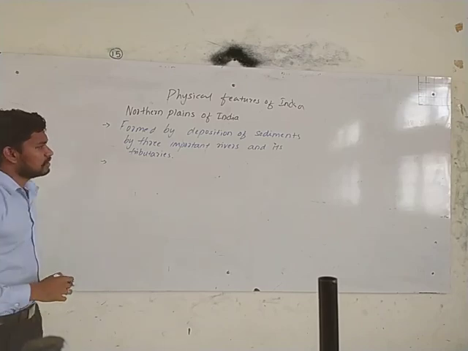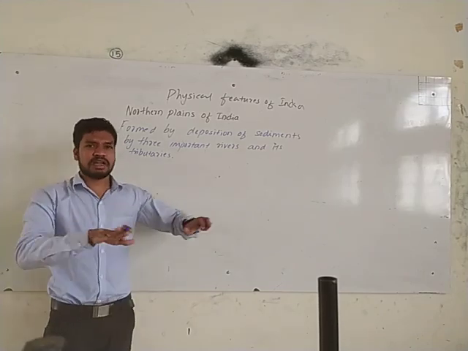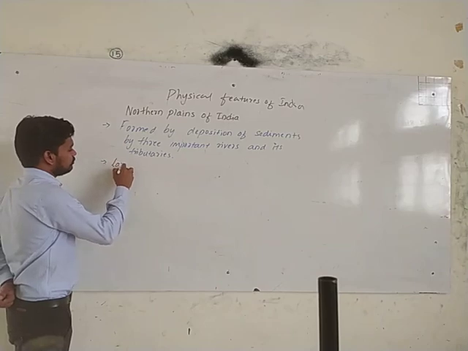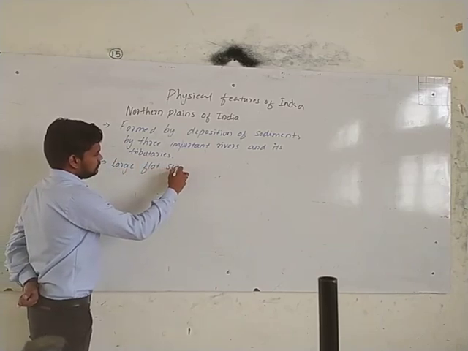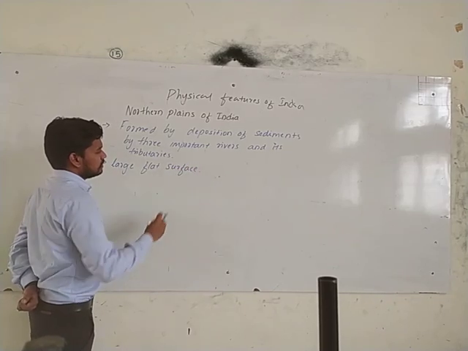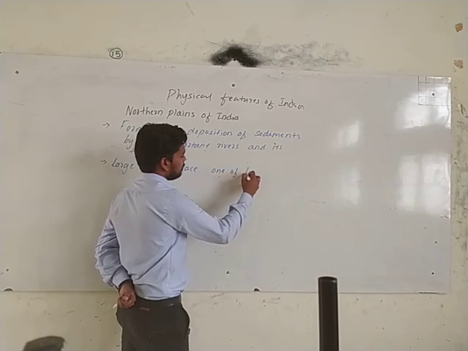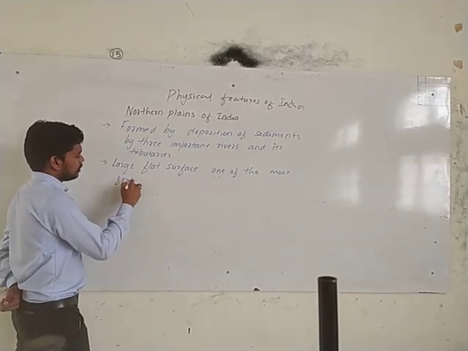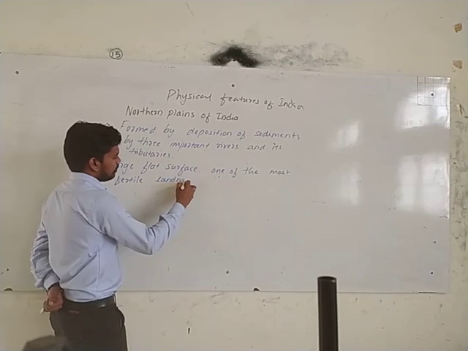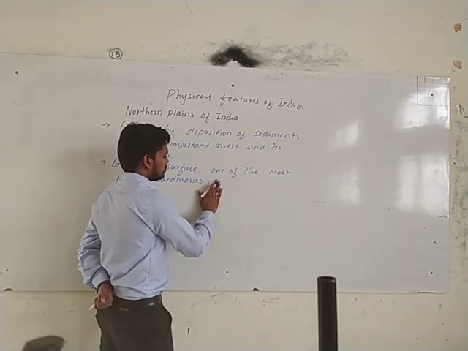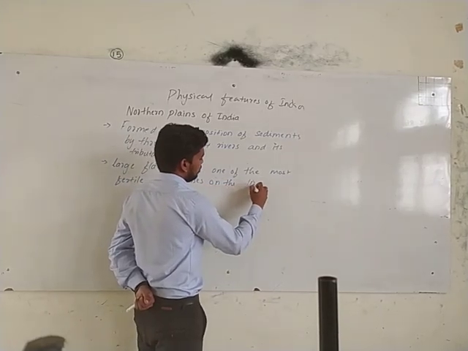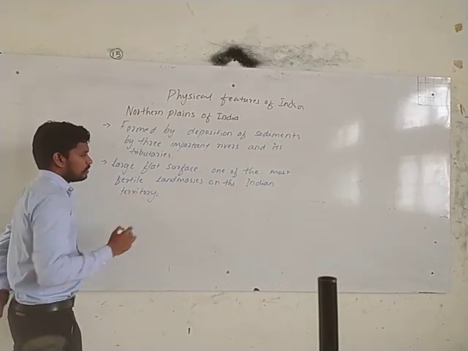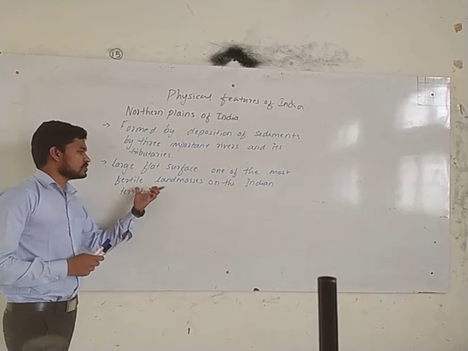The northern plain is a large flat land, a large flat surface, and it is one of the most fertile landmasses of the Indian territory.